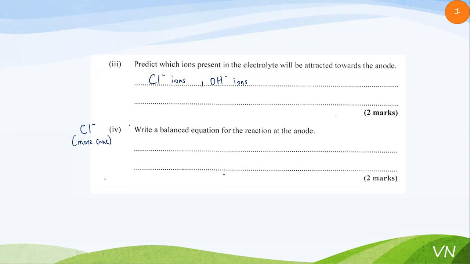So the question asks you for the equation that is happening at the anode. For the chloride ions, this is going to be 2 chloride ions minus 2 electrons to give you Cl2 gas. All right, and remember, whenever we write half equations or ionic equations, we must include our state symbols, because if the equation does not contain state symbols, you will lose 1 mark.